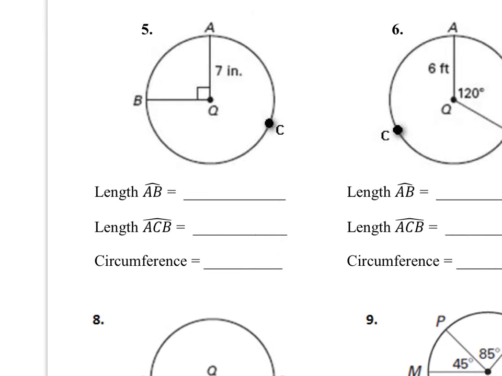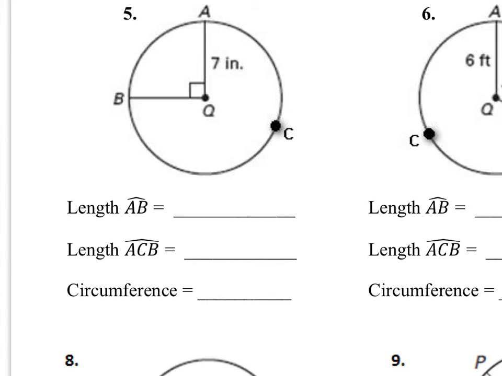Alright. Let's do problem 5. So now they give us a circle, and they want us to find the circumference and a couple arcs as well. The circumference is going to work with either 2 pi r or pi d, so we can use either the radius or the diameter to figure out the circumference. And then to find lengths of different arcs, so arc AB or arc ACB, we want to use the circumference equation, but multiply it by the ratio of the circumference we're using.